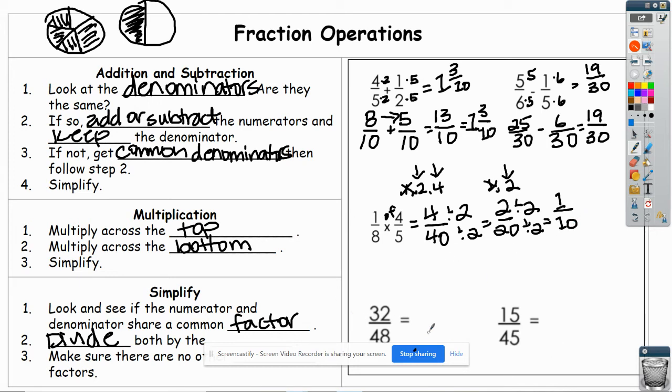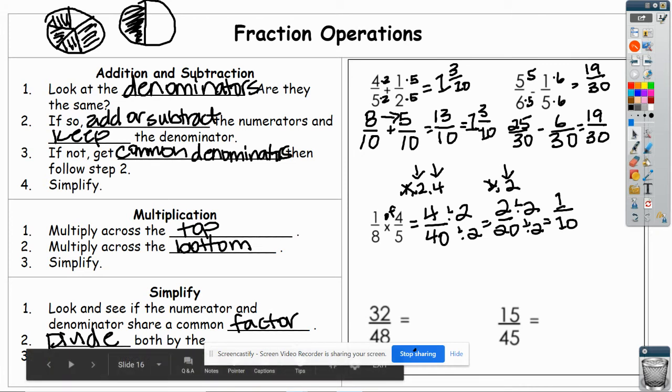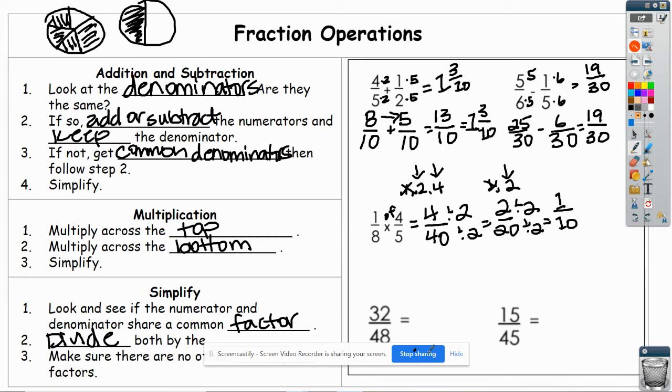Now, these last two problems down here are just some practice with simplifying. So we're just going to be looking to see if we have common factors in 32 and 48. So I'm looking at 32 here, and I know that 1's going to go into that, 2's going to go into that, 4 is going to go into that.